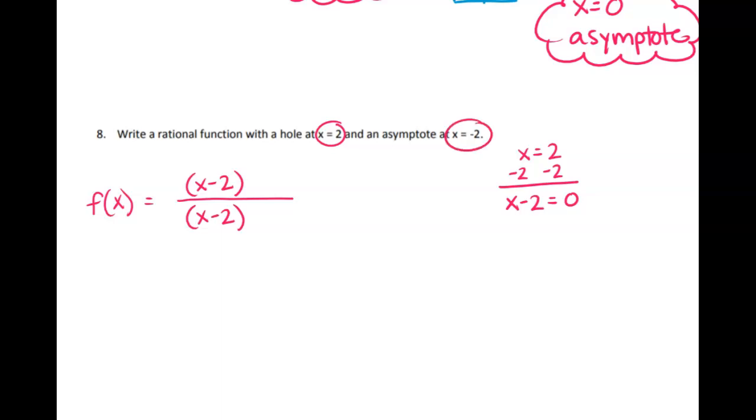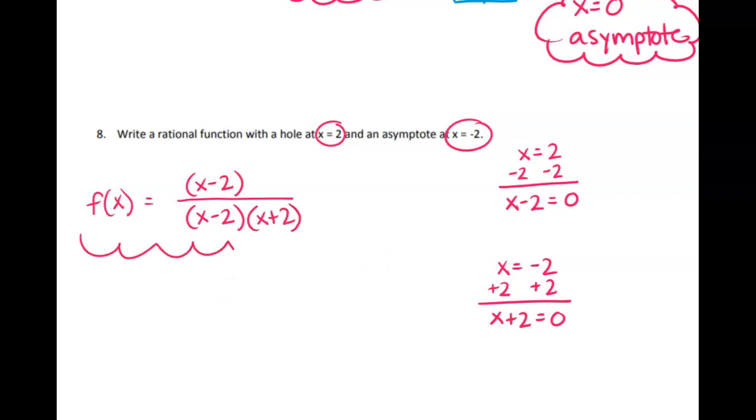We have an asymptote at x equals negative 2. Well, if x equals negative 2 and we add 2 to both sides, we get x plus 2 equals 0. And an asymptote is in the denominator and doesn't cancel. So here's our x plus 2. So f of x equals x minus 2 divided by x minus 2 times x plus 2.